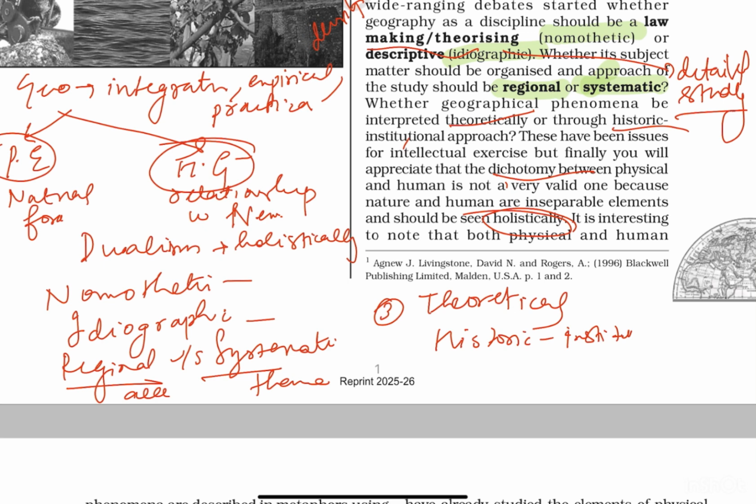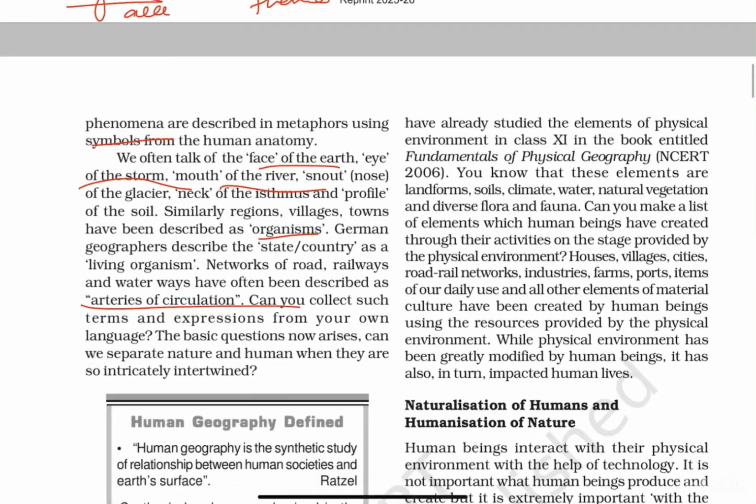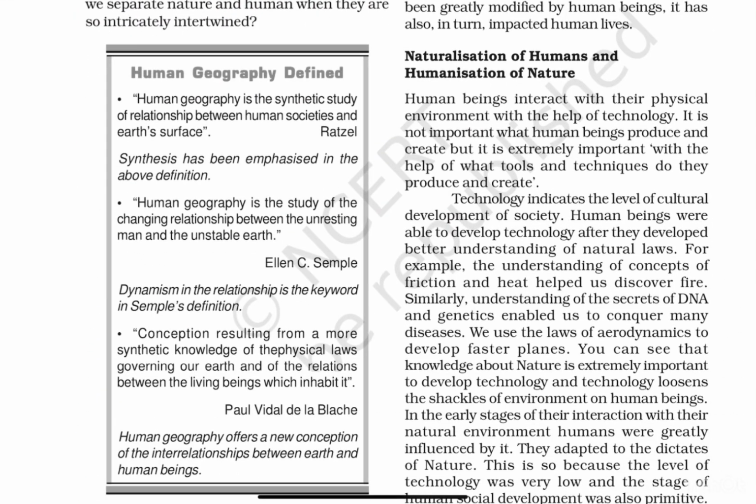That is the thing. Now we will move to this box, because this box is also very important. MCQ questions can come from here. Human geography is the synthetic study of relationship between human societies and Earth's surface. This definition was given by Ratzel. Let's try to understand this.